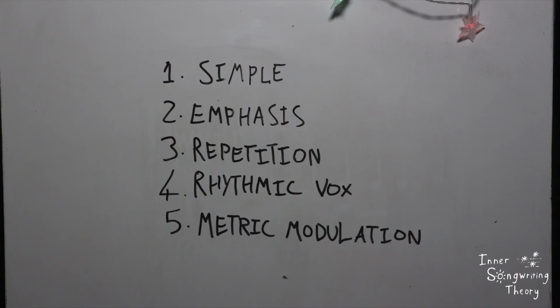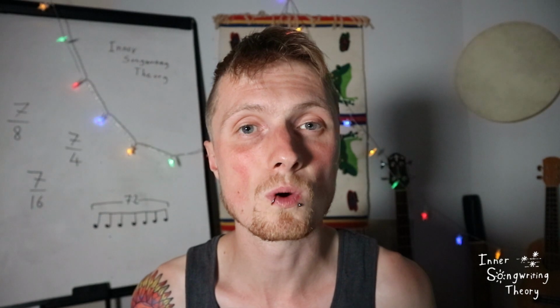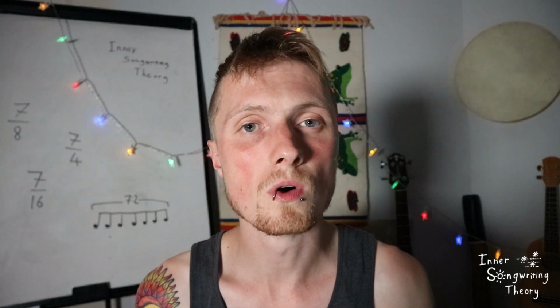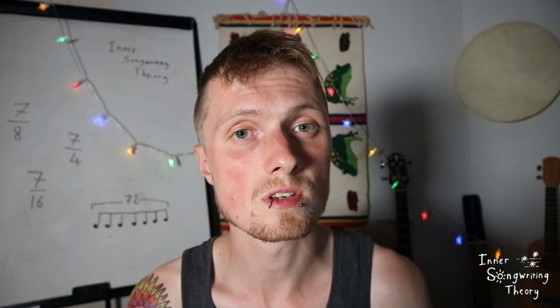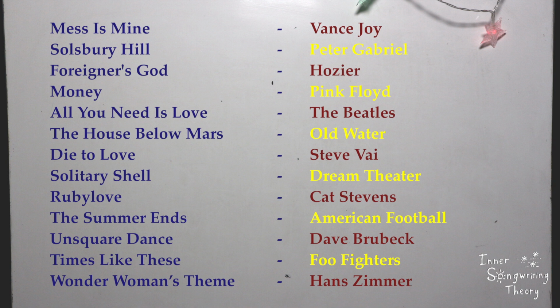Metric modulation. If 7s are becoming repetitive and difficult, why not have a bridge in 4/4? Maybe an entire verse. Many of the songs I mentioned feature sections in 4/4 before switching back to 7/4.